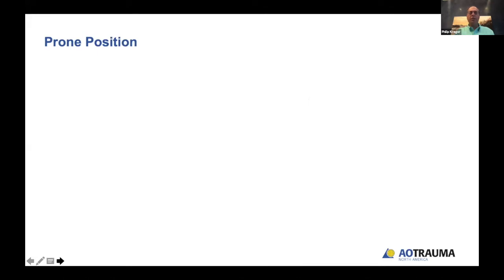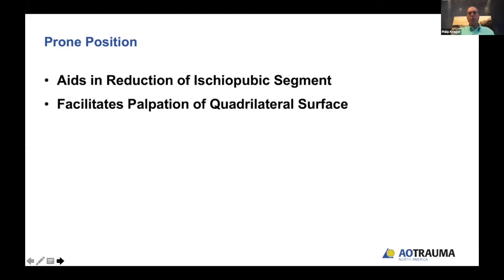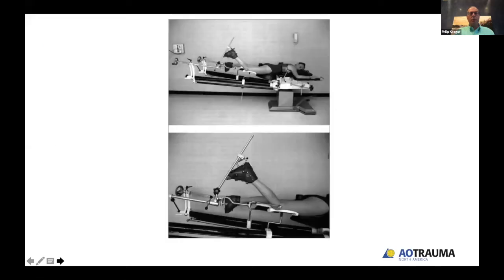I think most of the faculty for the transverse or transverse with posterior wall in terms of the Kocher-Langenbeck would utilize the prone positioning as opposed to lateral positioning, although this is certainly debatable. It aids in reduction of the ischiopubic segment. It allows the surgeon to really palpate through the greater sciatic notch, the quadrilateral surface. It allows for clamp placement through the greater sciatic notch, and a very small aside, but it allows for an easier prep and drape.